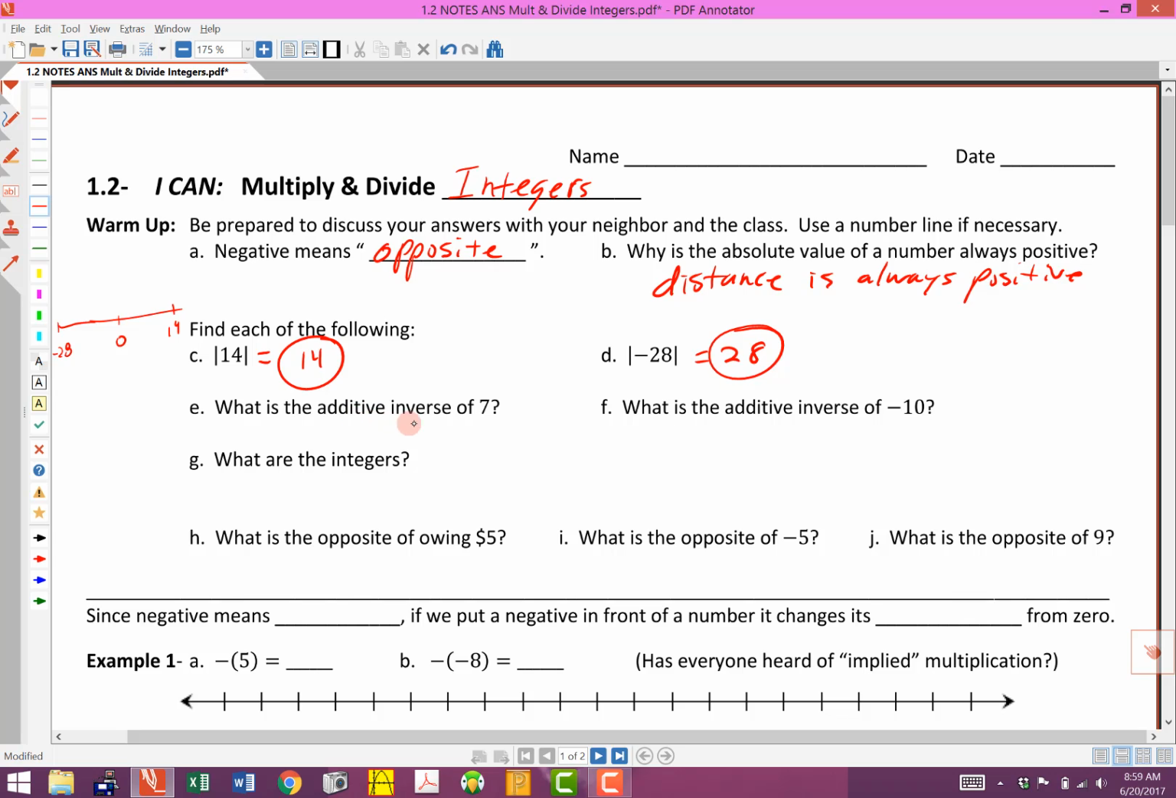And then remember what additive inverse is. That's going to be the number that we add to make it equal to 0. It's going to be the opposite of that number. It's going to undo, like adding 7 or whatever. So the opposite of that, or the additive inverse, would be negative 7. It says, what's the additive inverse of negative 10? So that's going to be the opposite of negative 10. So that's going to be positive 10.